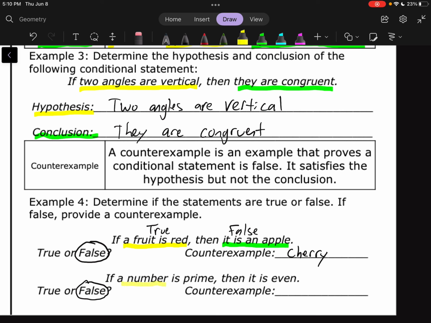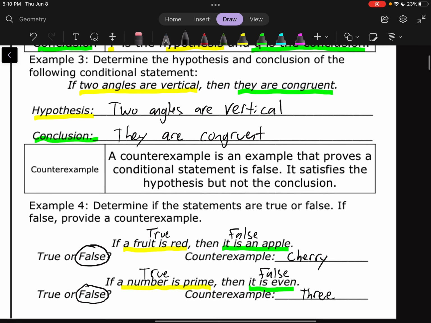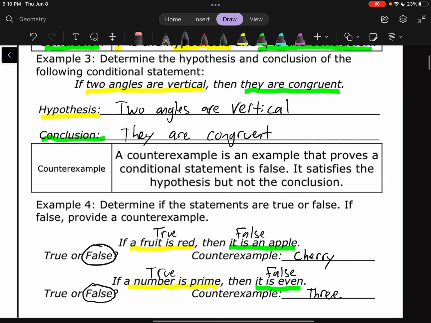If we can just come up with a number that is a prime number but is not even, then we win, right? We want that to be true. We want that to be false. How about 3? In fact, there's only one number that is prime and is even, and that would be 2. So, plenty of counterexamples there. We could do 5, we could do 7, 11, 13, who knows? There's literally an infinite amount of prime numbers that are not even.